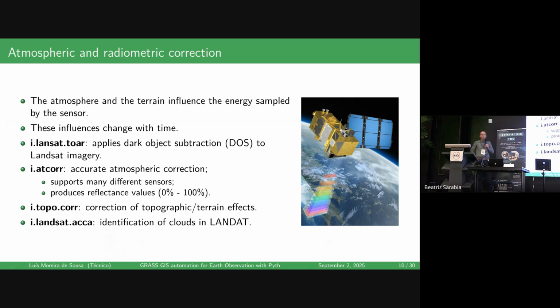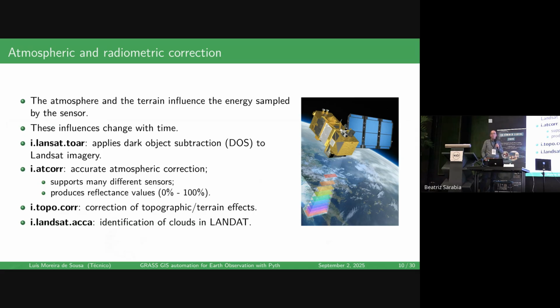Then after that, you have to correct for the influence of the atmosphere on this radiance and the effects of the terrain. This is something that is still performed by the main missions and sensors providing this kind of data. And you can also do this in GRASS, especially with the module i.atcorr, or i.atcor, and that supports many different sensors. So it's quite a proficient tool.